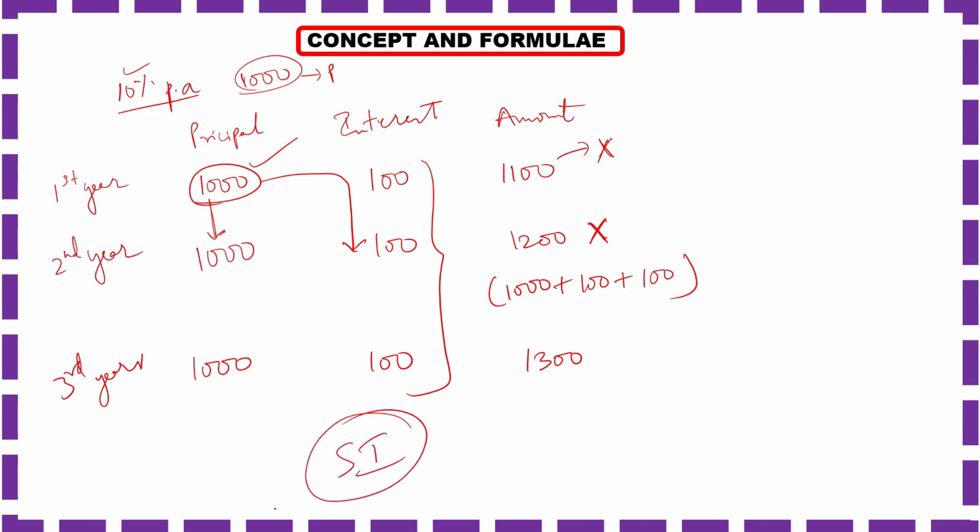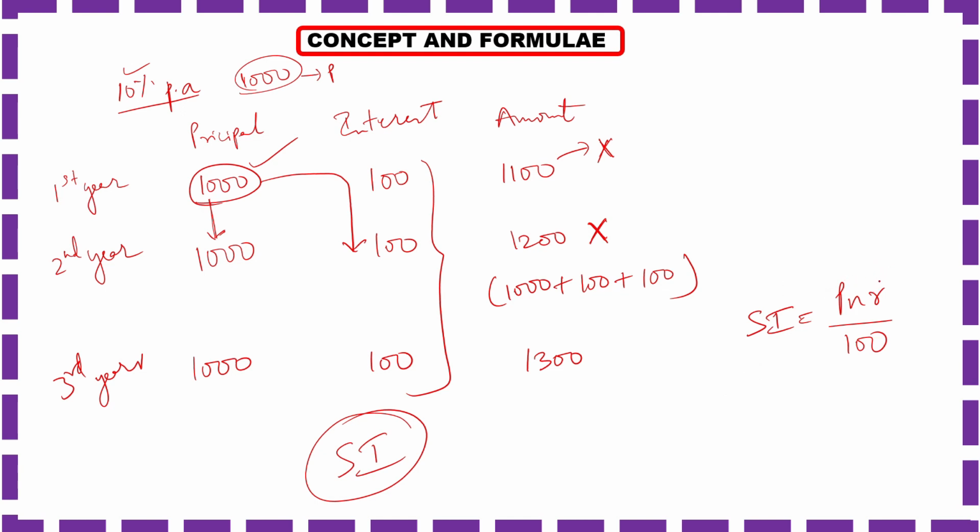What about the formula for simple interest? Simple interest is PNR by 100. It is also known as PTR by 100. Instead of N, we can also write T. So what is P? P is the principal, N is the time period in years. Time period in years.